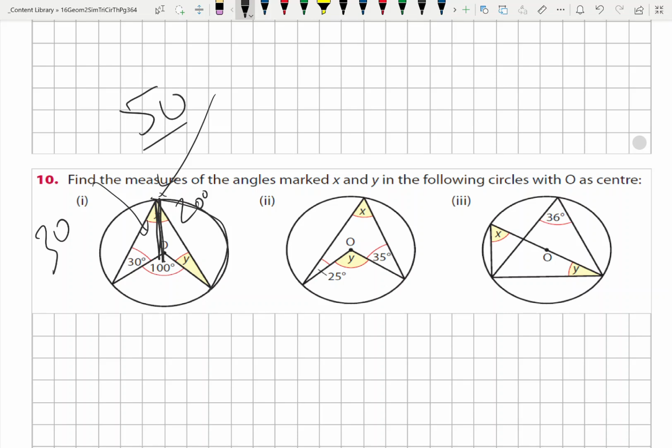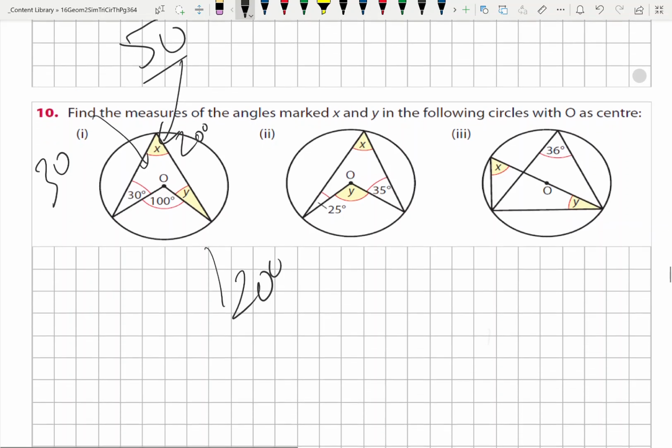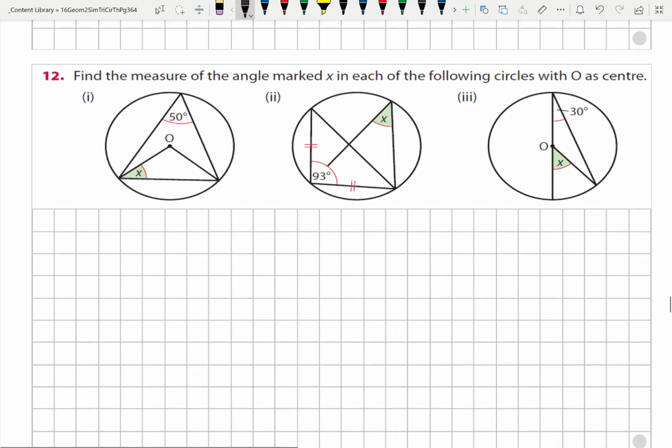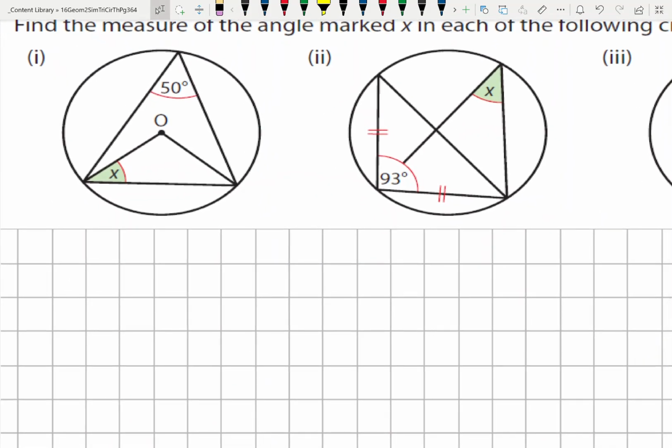On to question 12 now. 50 means this is 100. I have a fair idea I'm going to need it. And now that I know that this is 100 and this is isosceles, then I need to make up the extra 80 with a 40 and a 40. Which means that's 40.